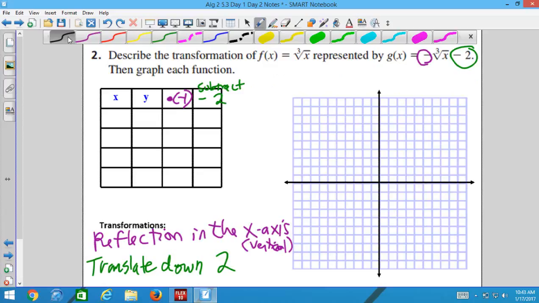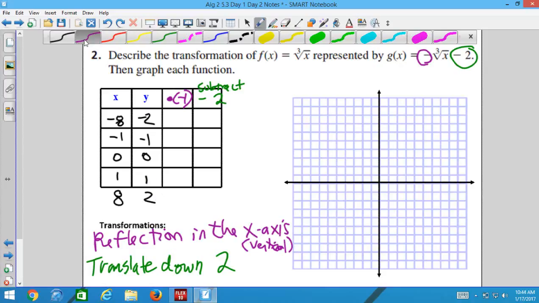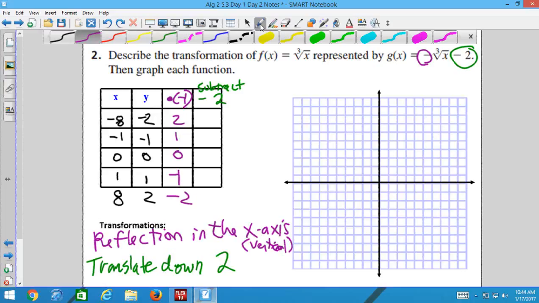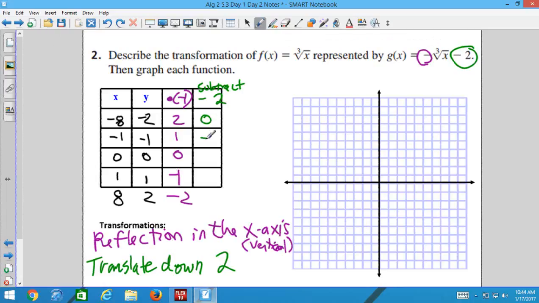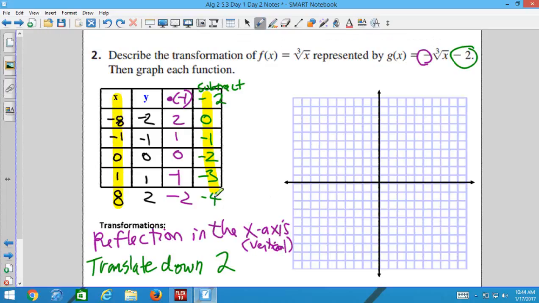So we put our x values. This is a cube root. So I'll do -8, -1, 0, 1, 8. Y values would be -2, -1, 0, 1, 2. And then we would change our y values each time. So it'd be 2, 1, 0, -1, -2, and then 0, -1, -2, -3, -4. You would graph your x's and your most transformed y's. You graph what's on the outside, basically.